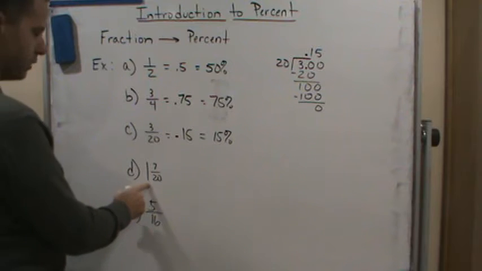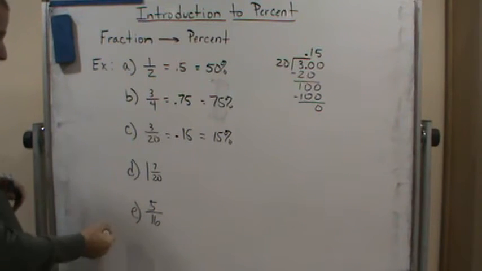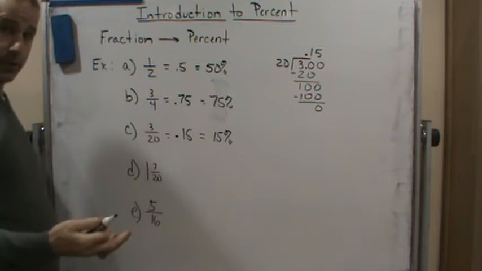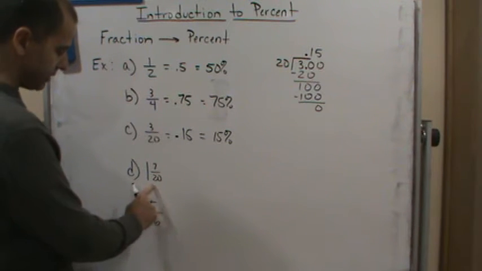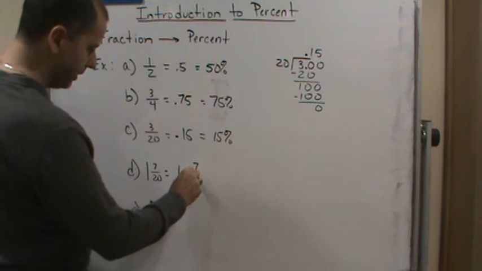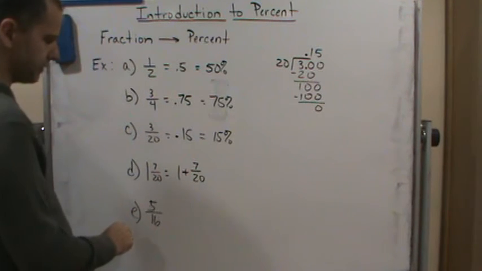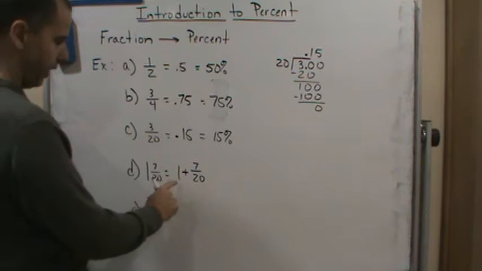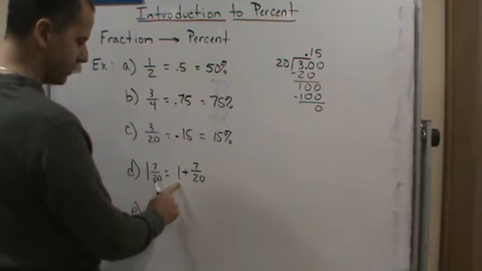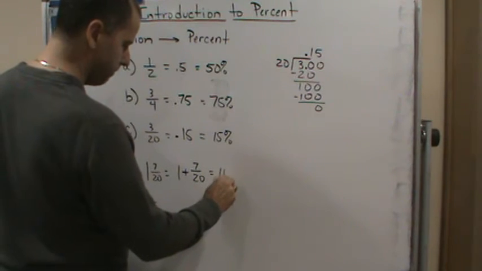Now what about this one? This is a mixed number, so there are a couple of ways you could do this. We could change this into a sum, 1 plus 7/20, and then multiply each one by 100. This is 1 times 100, which is going to be 100%.